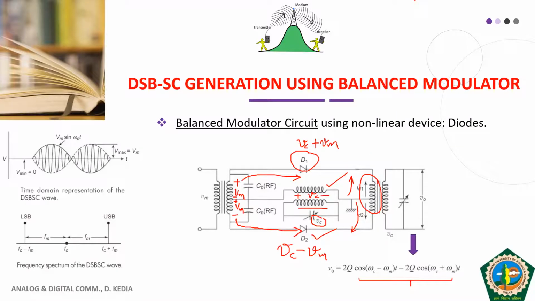After looking at this, now we can move to its mathematical analysis and prove how our balanced modulator circuit provides us double sideband suppressed carrier.